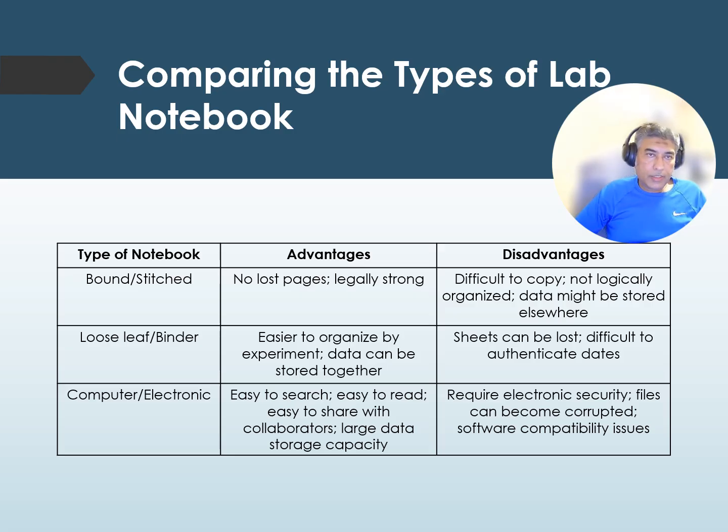So here we can see different types of lab notebooks. Bound or stitched: no lost pages, legally strong. The disadvantage is that it is difficult to copy, not logically organized, and data might be stored elsewhere. Another type is the loose leaf binder. The advantage is that it is easier to organize by experiment, and data can be stored together. But the disadvantage is that sheets can be lost and dates are difficult to authenticate. Computer electronic type: easy to search, easy to read, easy to share with collaborators, large data storage capacity. Disadvantages: requires electronic security, files can become corrupted, software compatibility issues.